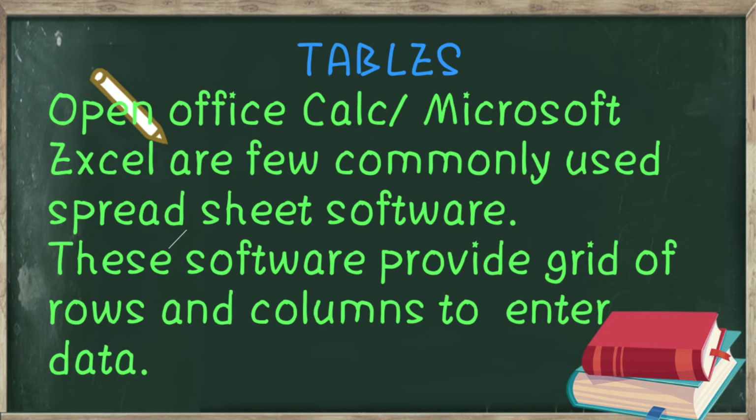Okay, next, tables. You all already know what a table is. A table consists of rows and columns in which our data can be given in an organized and efficient way. There are different kinds of software through which we can use these tables, such as OpenOffice Calc or Microsoft Excel. These are a few examples of spreadsheet software. So basically, a table is a grid of rows and columns in order to enter the data.